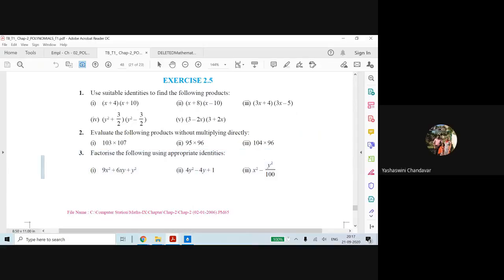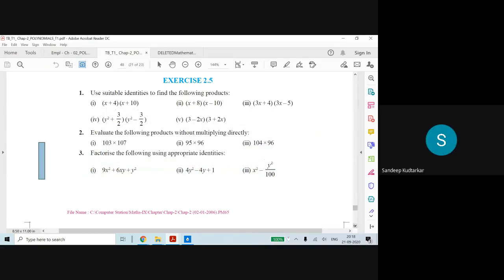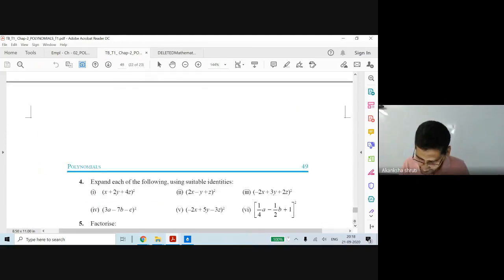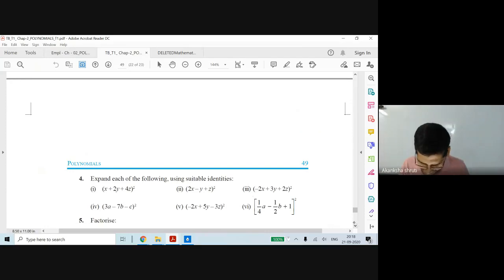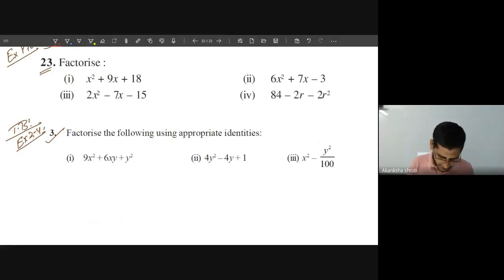It is exercise 2.5. See here, it is 2.5. I have written there 2.4, but it is basically 2.5. See, the other factorization questions using identities are also based on that, but this we will see later. In the next class, tomorrow, we will discuss a bit more about this. Then I will give you the other questions as homework. At least please do this much.